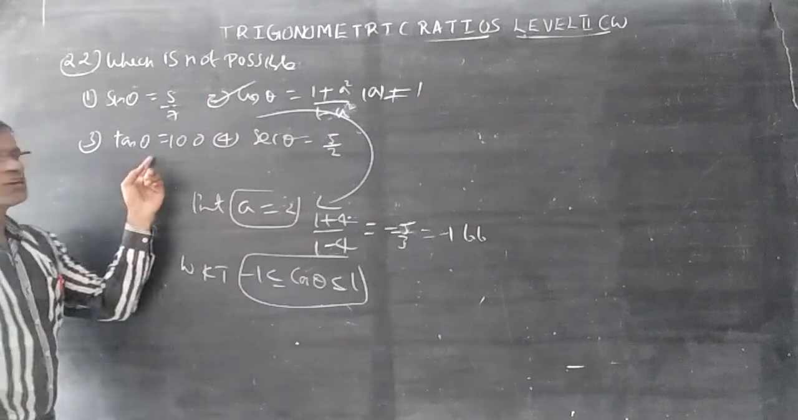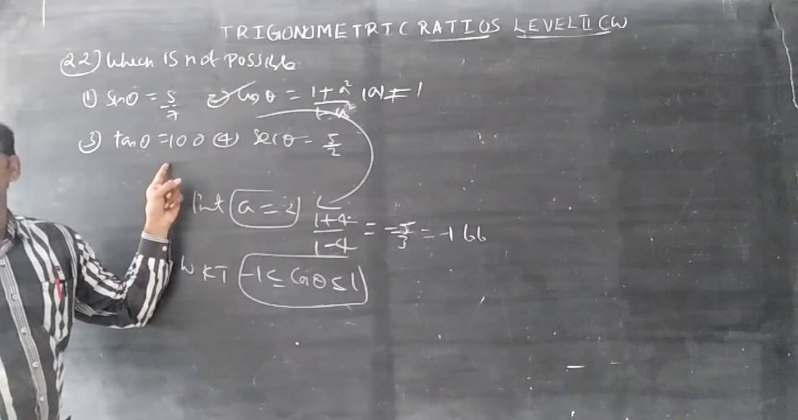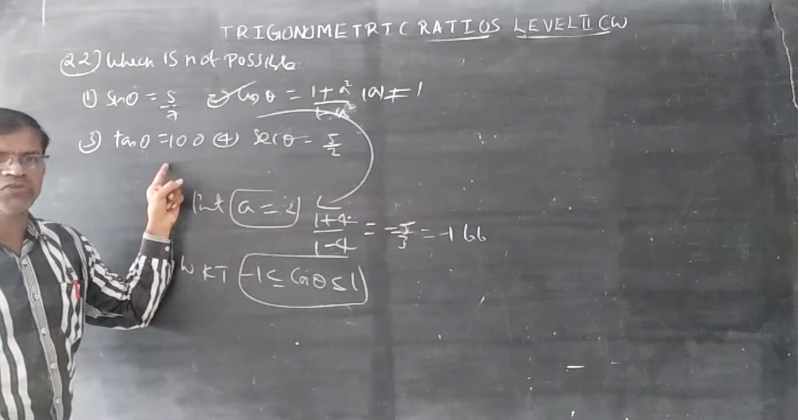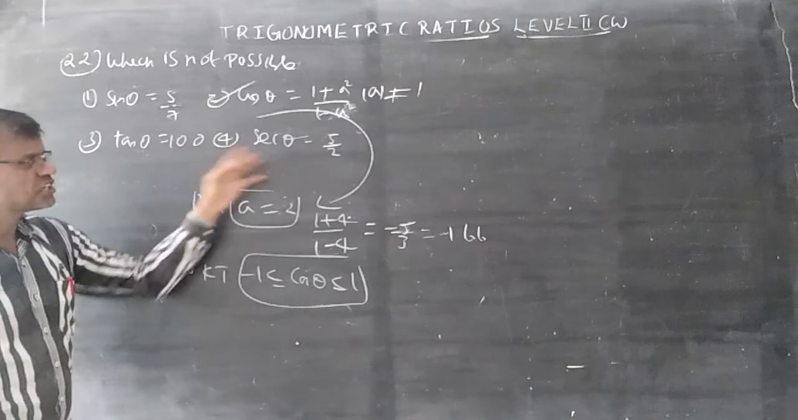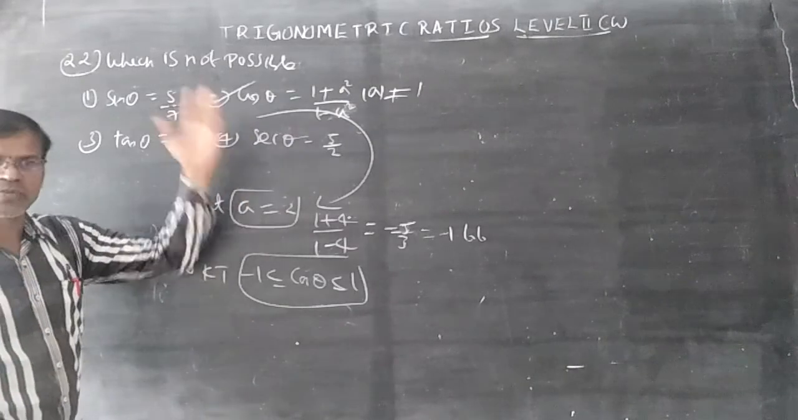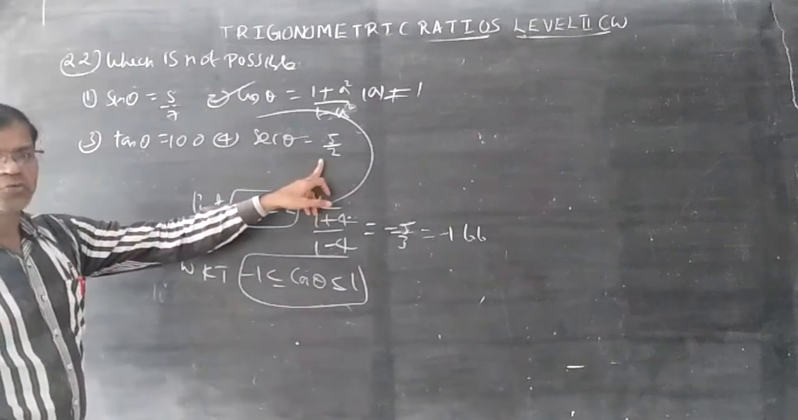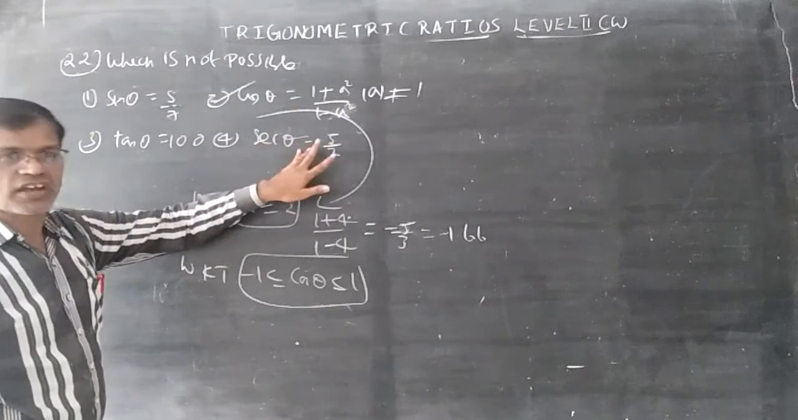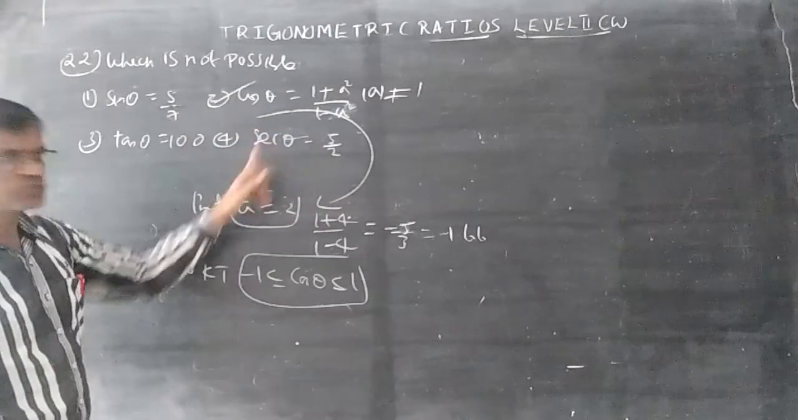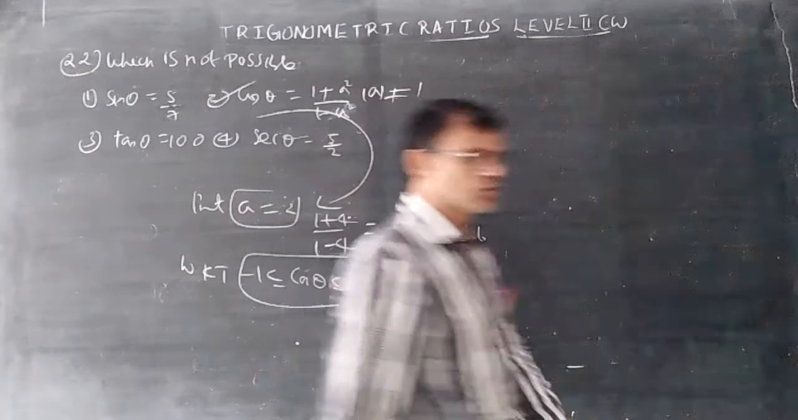That's all. Tan theta equal to 100 is said. Students, the tan theta range is infinity, a large value. 100 is nothing. Secant theta value already discussed: minus infinity to plus infinity, you should not get values between minus 1 and 1. 5 by 2, 2.5, it is there. Yes, it's correct. This is correct. This is not. So this is not possible. Option 2 is not possible.